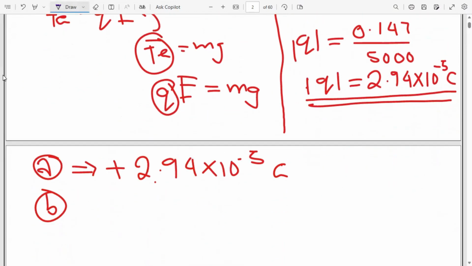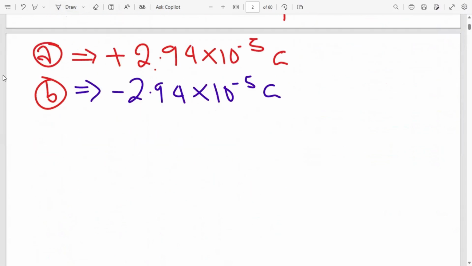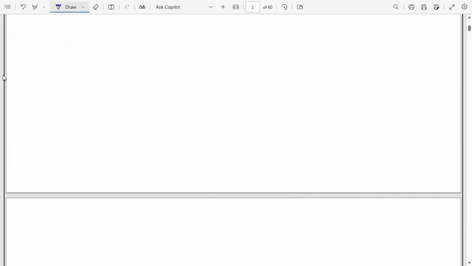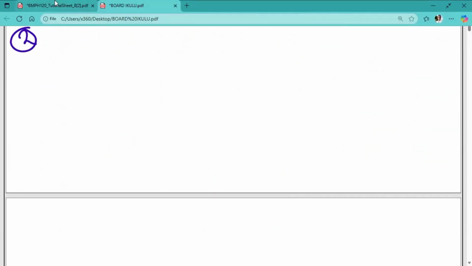So in B, we're basically going to say the answer will be negative 2.94 times 10 to the power minus 5 coulombs. Just like that, we are done with question 1. We can move on to the next question, which is question 2.